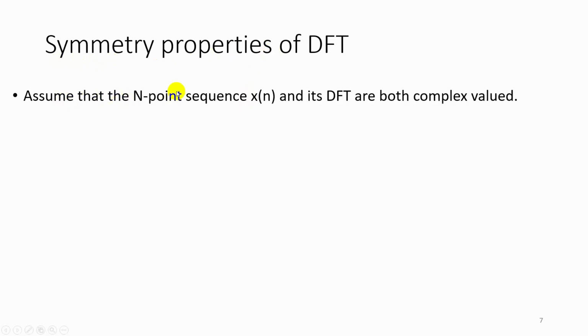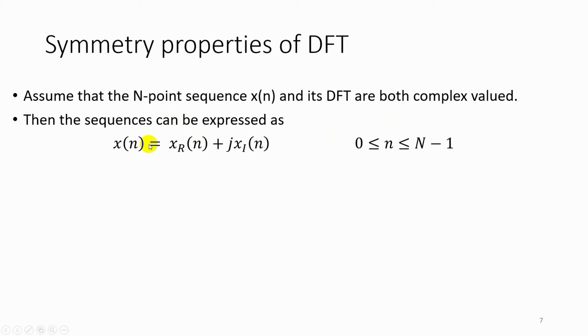Assume the N-point sequence x of n and its DFT x of k are both complex valued. Then the sequence can be represented as x of n is equal to xr of n plus j into xi of n. This is the real part, this is the imaginary part. Similarly, its DFT is given by x of k is equal to xr of k plus j into xi of k. This is the real part and this is the imaginary part.